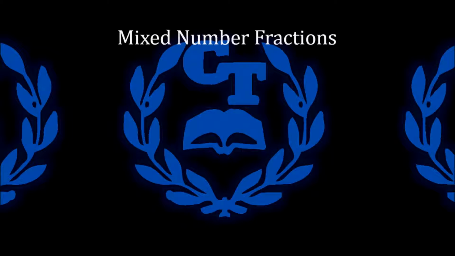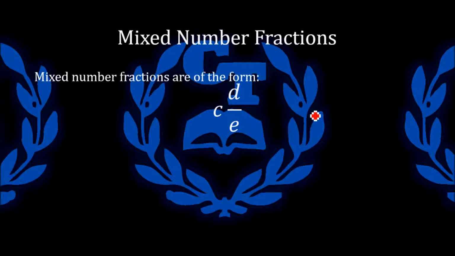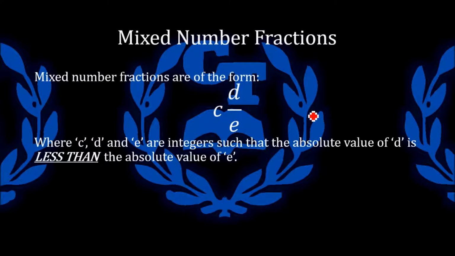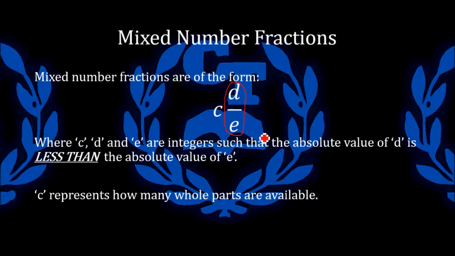The next type of fraction that you will have is a mixed number fraction. A mixed number fraction has the form c d over e, where c, d, and e are integers such that the absolute value of d is less than the absolute value of e. So therefore that means this piece here is of the form of a proper fraction. The c represents how many whole parts are available. So for example, when I say 2 and a half, I know that means I have 2 whole parts and half of a whole part.